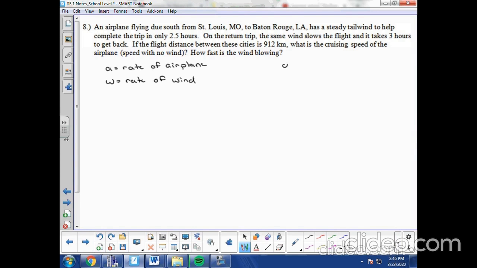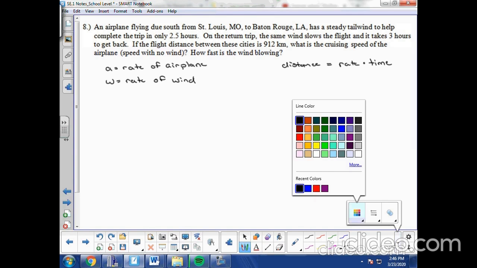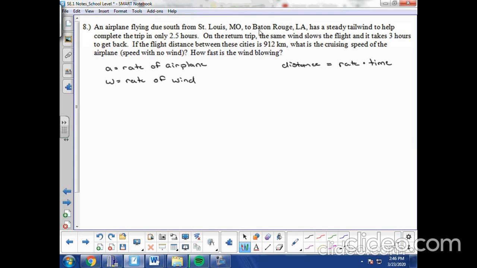Now, one thing to remember that you have covered before in previous classes is that you find distance by taking your rate or your speed times time. So this is how we're going to set up our equations. The first equation is the trip from St. Louis to Louisiana. The distance is 912 kilometers. So 912 equals the rate, the speed that it's traveling. It doesn't tell us how fast the plane is going, but the tailwind is helping complete the trip. So the rate is how fast the airplane moves plus how much the wind is pushing it. The time on that trip is 2.5 hours. So, distance equals rate times time: 912, the distance, equals A plus W, because the wind is helping, times the time, 2.5.